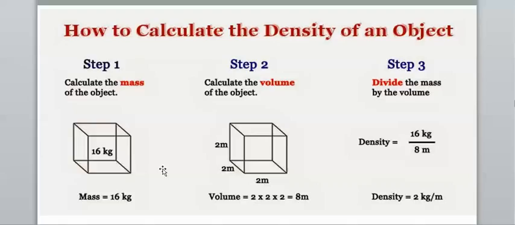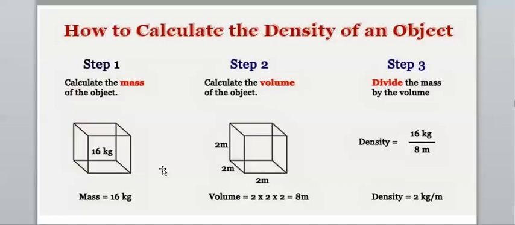Okay, step one is you need to calculate the mass. Whether it's given, whether you have to weigh an object, you need to know the mass. The next step is to calculate the volume of the object. So it might involve measuring, or if you are given the volume, you need to know the volume. So to calculate density, you divide the mass by volume.